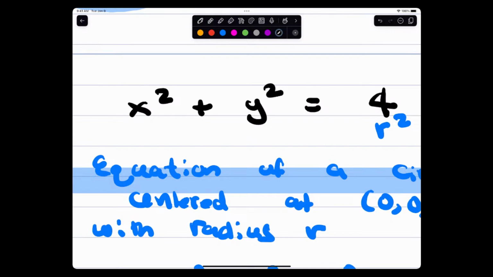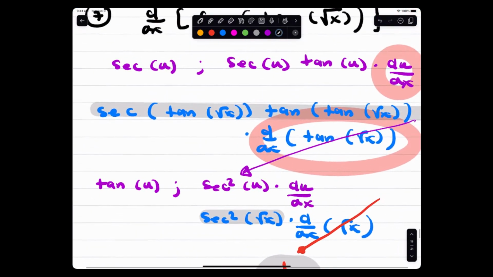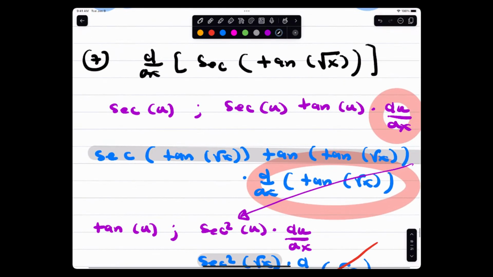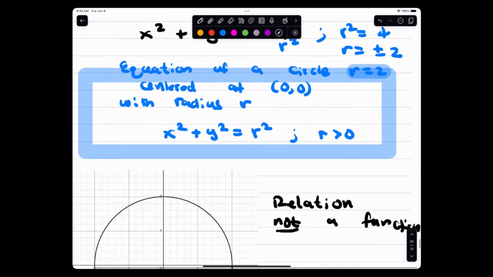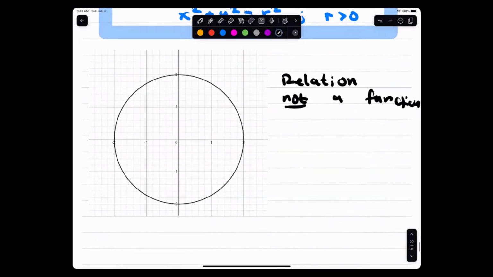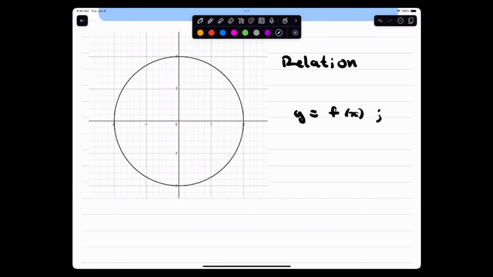They're not functions. So you say, can I take the derivative this way? No, you can't, because all these derivatives were given to you this way. This is a relation, not a function here. You say, okay, y equals f of x, and you had to determine y prime. But you can't do that directly when you have a relation.